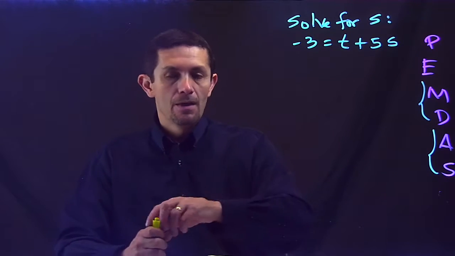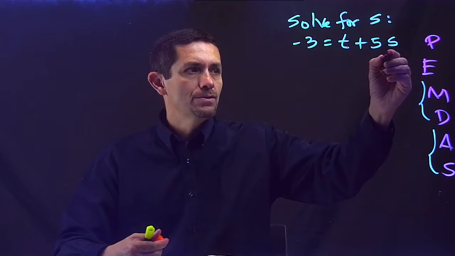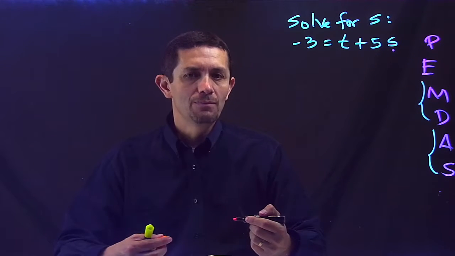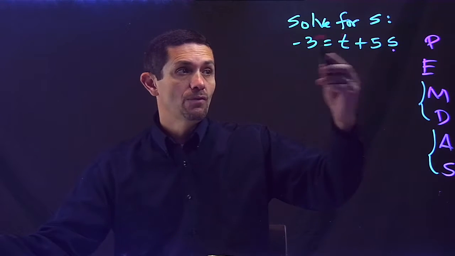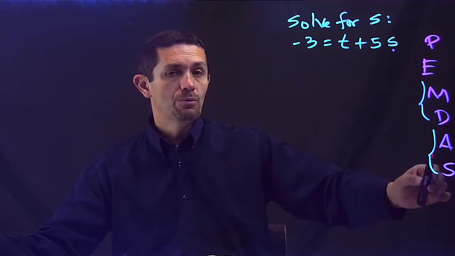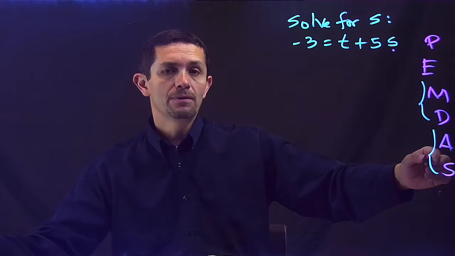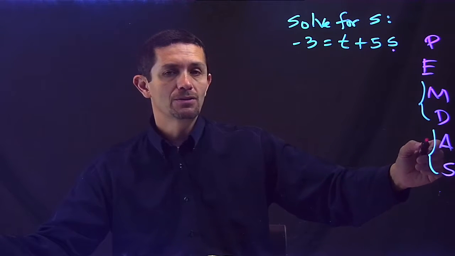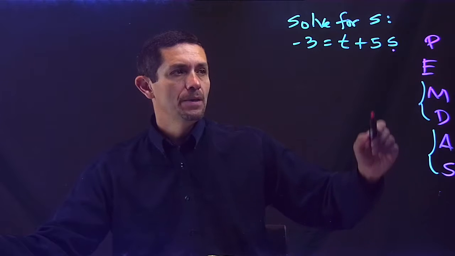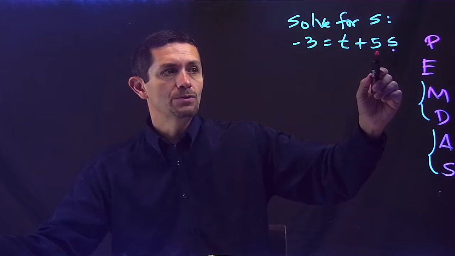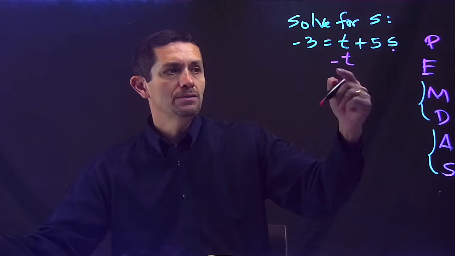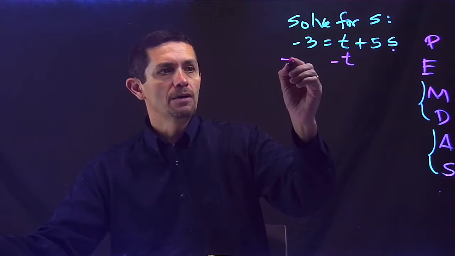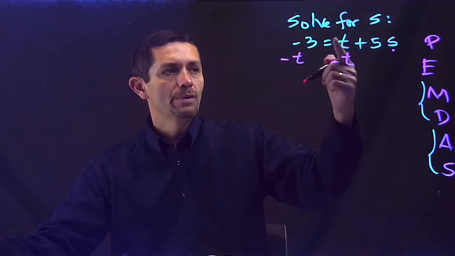So let's go. Where's my variable? Here's the variable, okay? That's the one that I want to leave by itself. So I said when we're solving for a variable, we go backwards on the order of operations. So I want to cancel what is adding and subtracting first, okay? In this case, I had the 5s, what's adding is this t. So I've got to cancel that t. So I do minus t. Whatever I do on one side, I do on the other side, okay? So minus t on both sides.